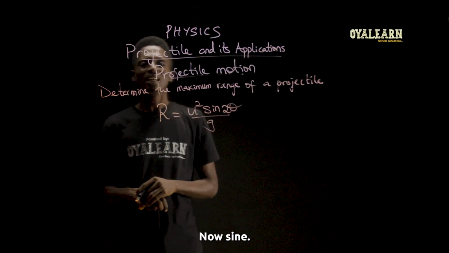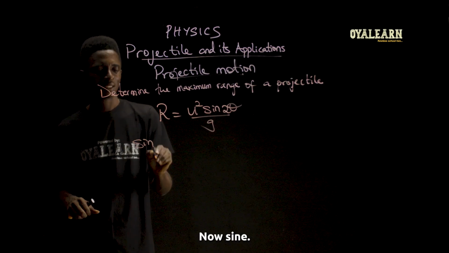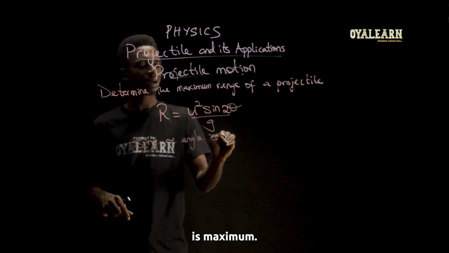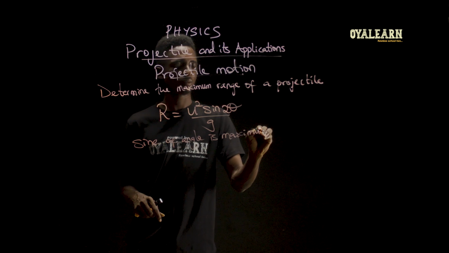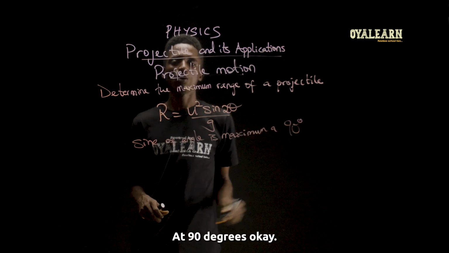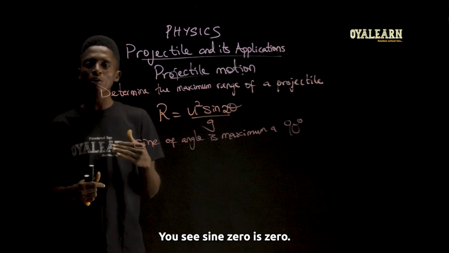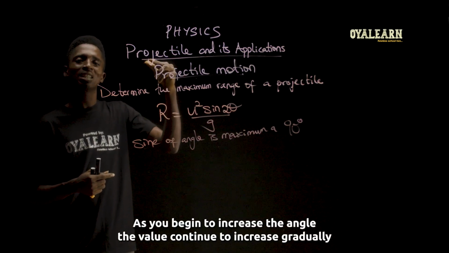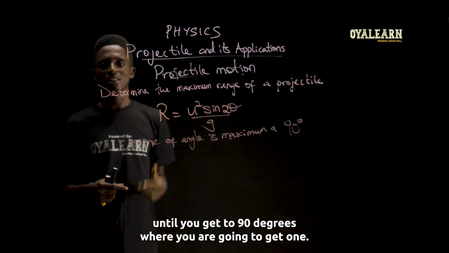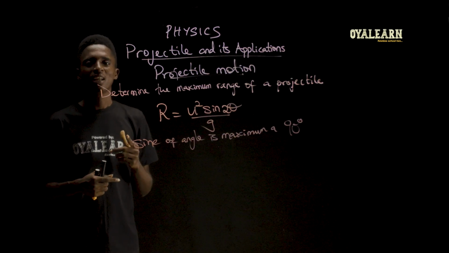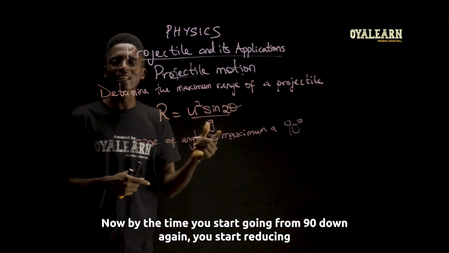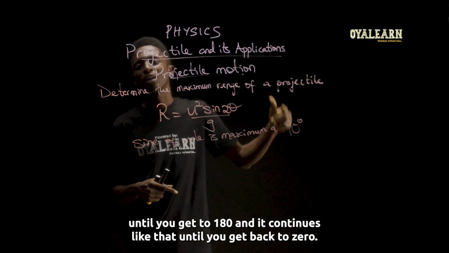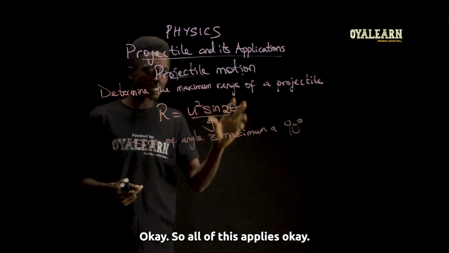Okay? Now, sine of angles is maximum at 90 degrees. Okay? When you consider sine of angles, you see sine 0 is 0. As you begin to increase the angle, the value continues to increase gradually until you get to 90 degrees, where you are going to get 1. Now, by the time you start going from 90 down again, it starts reducing until you get to 180. And it continues like that until you get back to 0.